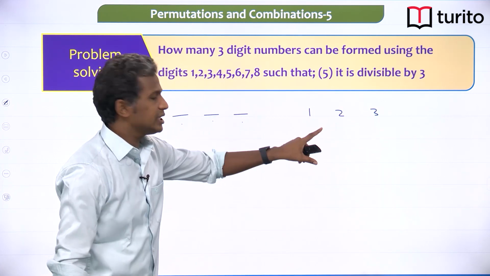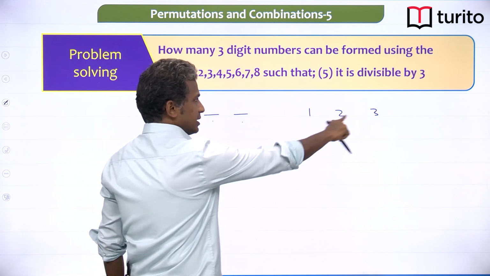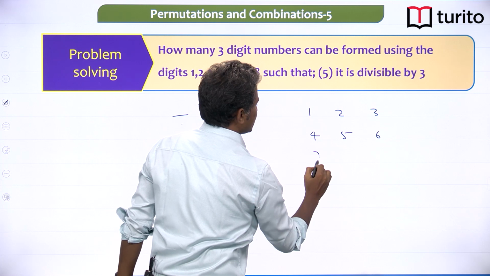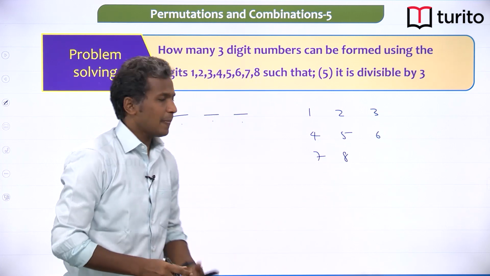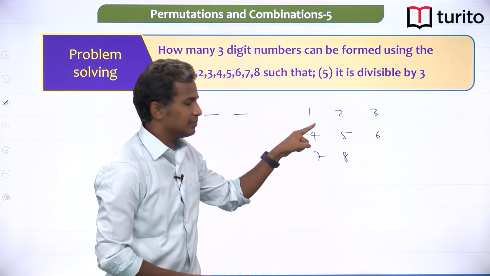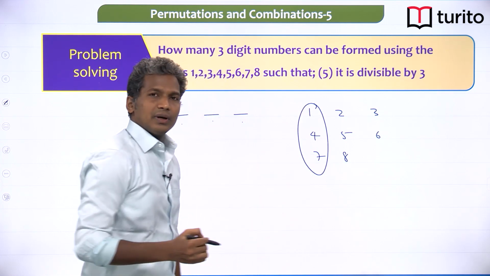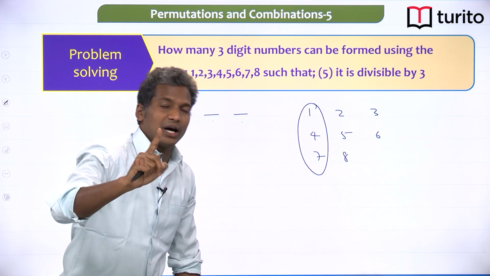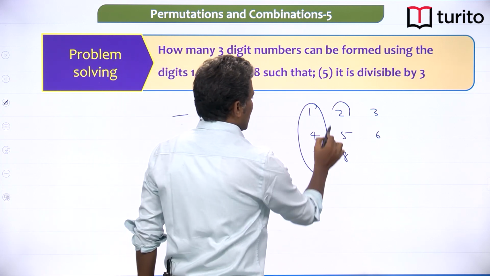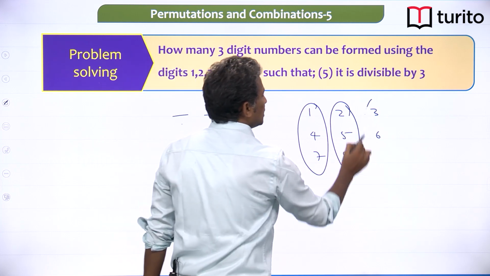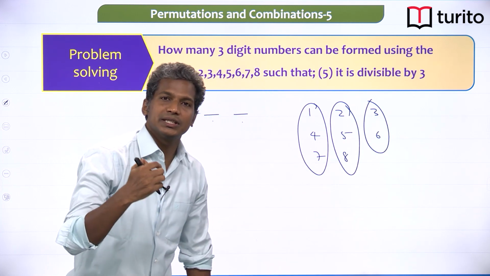So, 1, 2, 3 is 1, 4, 5, 6, 7, 8. These are the numbers, right. Now, there is a reason why I wrote them like this, because this first group gives remainder 1 and second group gives remainder 2, third group gives remainder 0.